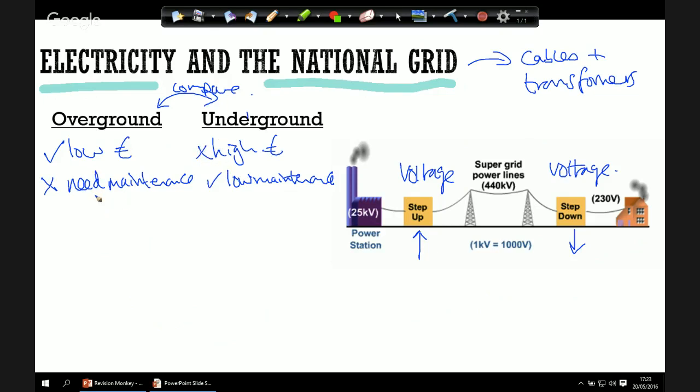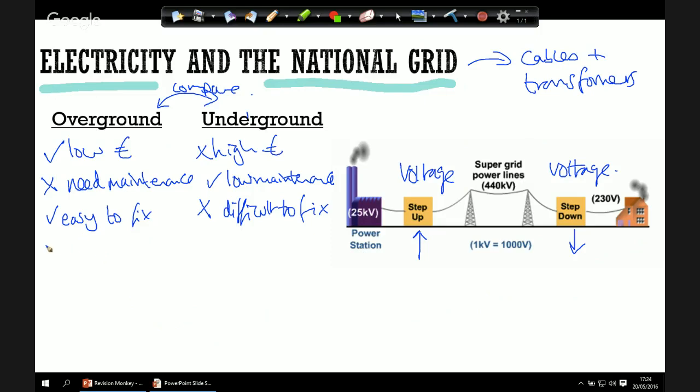So these ones, because they need a lot of maintenance, actually one advantage is that they're easy to get to. So if you need to fix a fault, they're easy to fix, whereas the underground ones, because they're buried deep underground, are very difficult to fix. If anything goes wrong, they'll have to dig up a massive piece of the land to fix them.